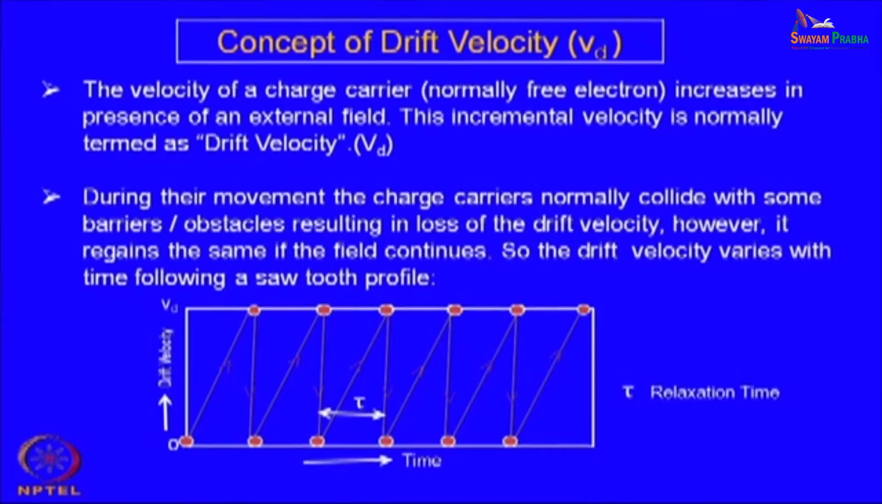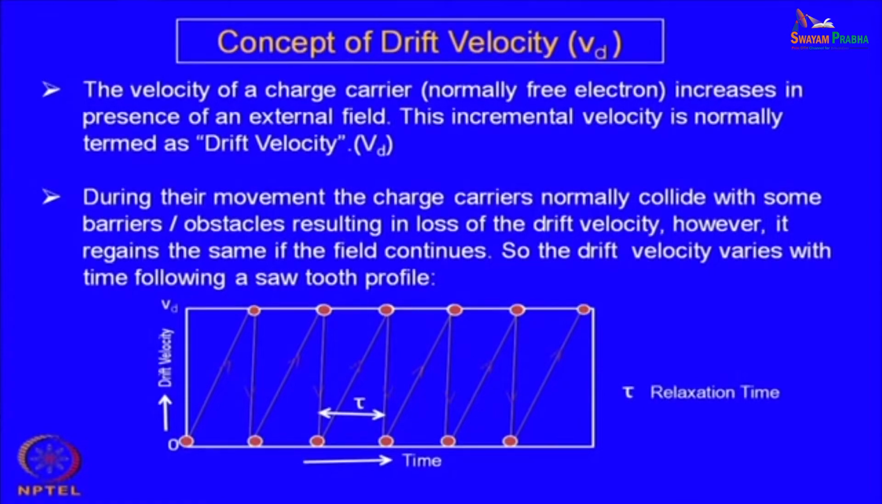During their movement the charge carriers normally collide. Because of the random motion there is a possibility of collision between the electrons, and also with other barriers or obstacles, and that results in the loss of drift velocity. Once the collision happens, they come to a standstill, however after some time they again regain velocity and go to a higher value. Once again there is a possibility of collision, and this is the way it goes on.